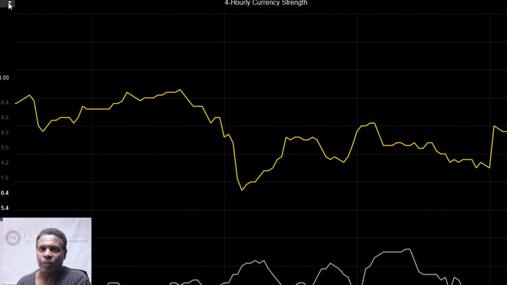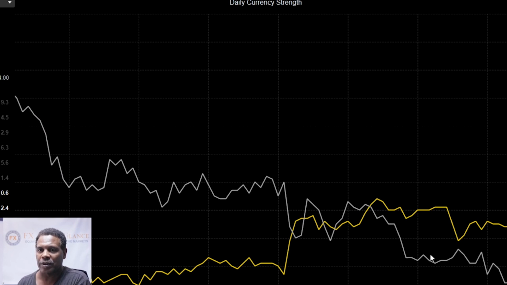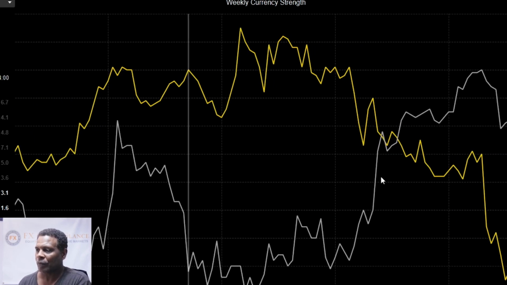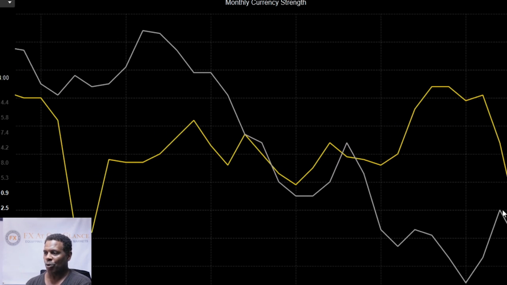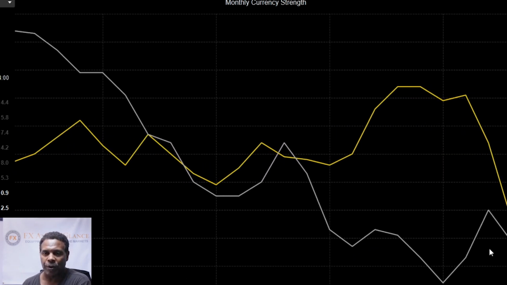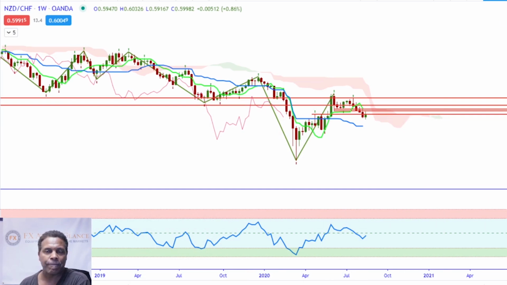And then we go to the daily time frame. You can see New Zealand dollar is still very weak, below that -2 level. And then when I go to the weekly, again, it's very weak. And then the monthly, very weak. I mean, they're both pretty far down there, but New Zealand dollar is even weaker. So with that said, let me show you my other indications. So we should be looking for that New Zealand dollar to drop off.